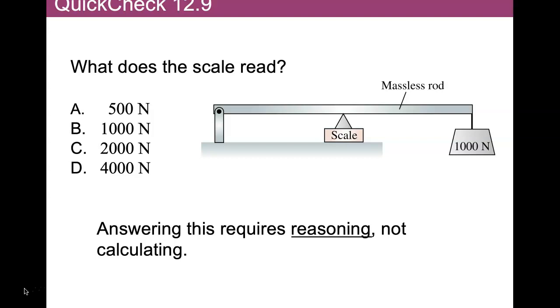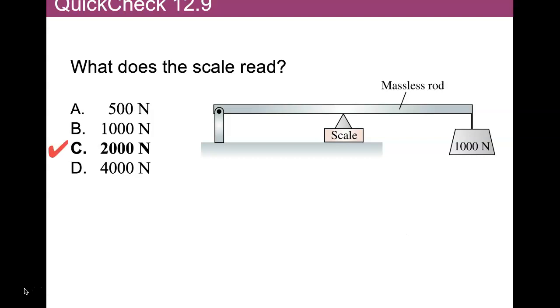And then the scale is pushing up on the rod, and whatever its force is, it's going to multiply half of the length of the rod. So it's a force with an arm that's half the length of the arm for the 1,000 Newton weight. So in order for the torques to be the same, the force must be twice as large. And that gives us an answer that's 2,000 newtons.